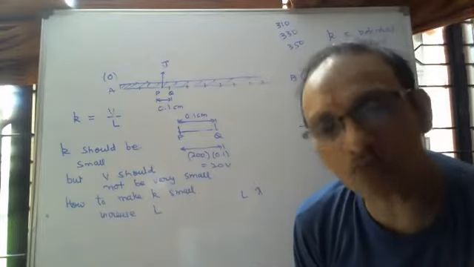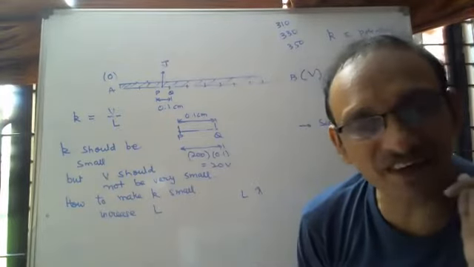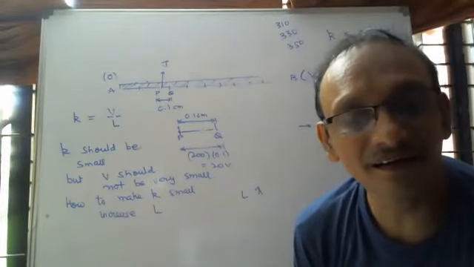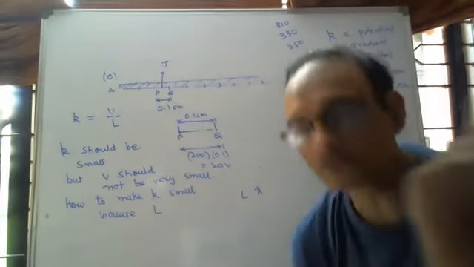How do we get small potential gradients? Not by decreasing V, but by increasing the L. Okay?